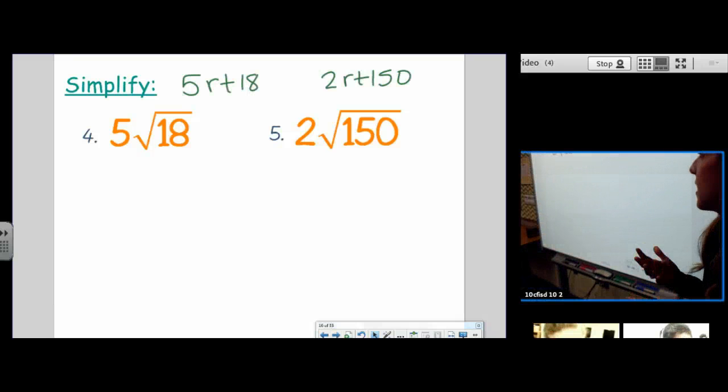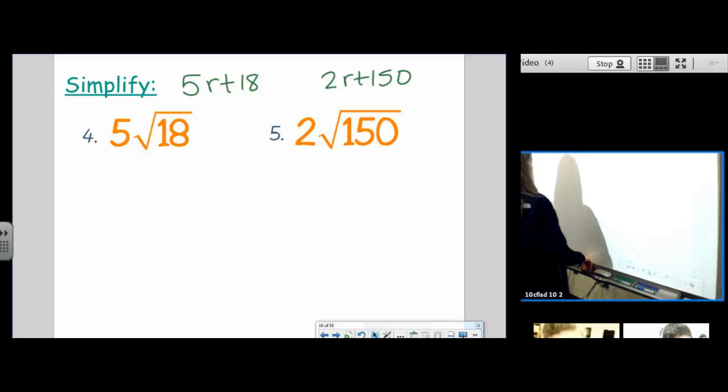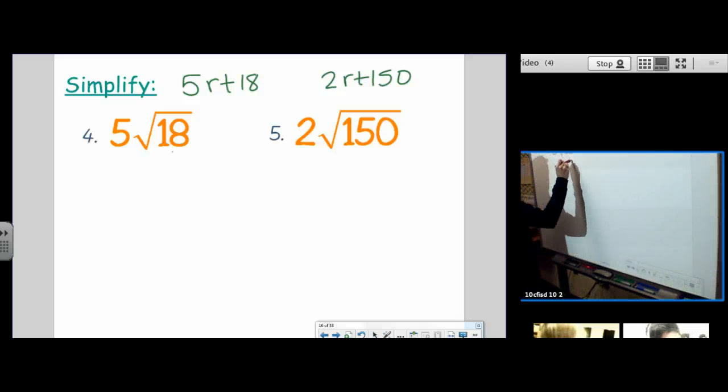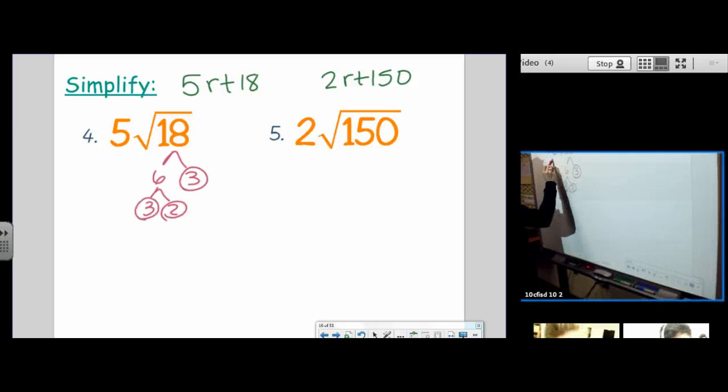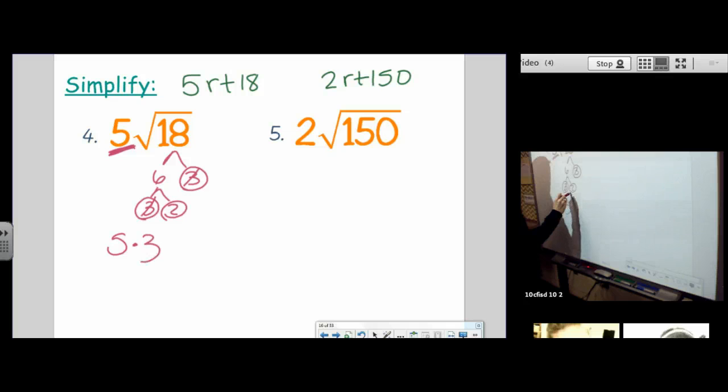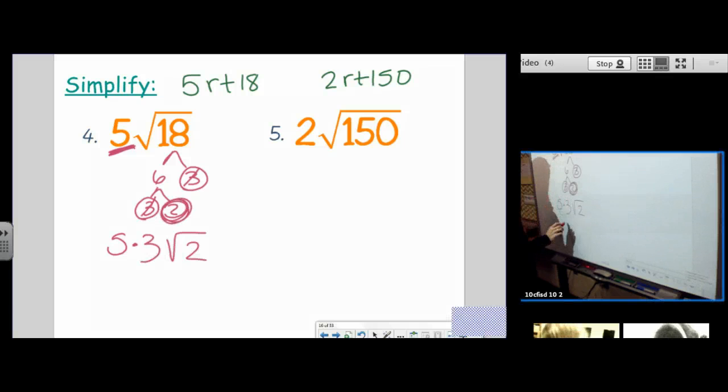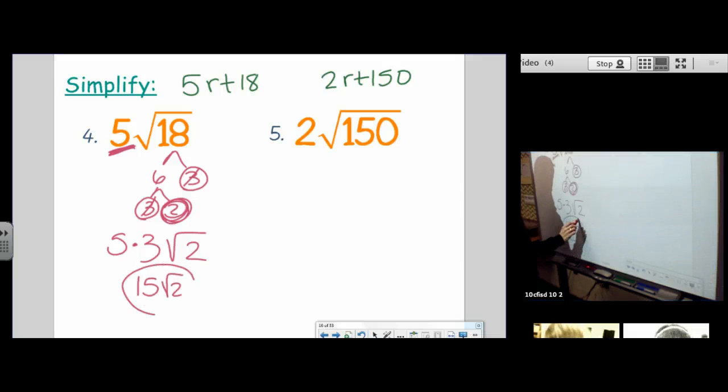Okay, so looking at number 4, remember you can choose any two numbers that multiply to get 18. I'll just grab 6 and 3. 3 times 2. Now, what we need to worry about is that there was already a number on the outside, so we need to make sure we don't forget that number. So, there was already a 5, then a 3 escapes, and then a 2 is left over. So the final answer to number 4 is 5 times 3, 15 root 2.